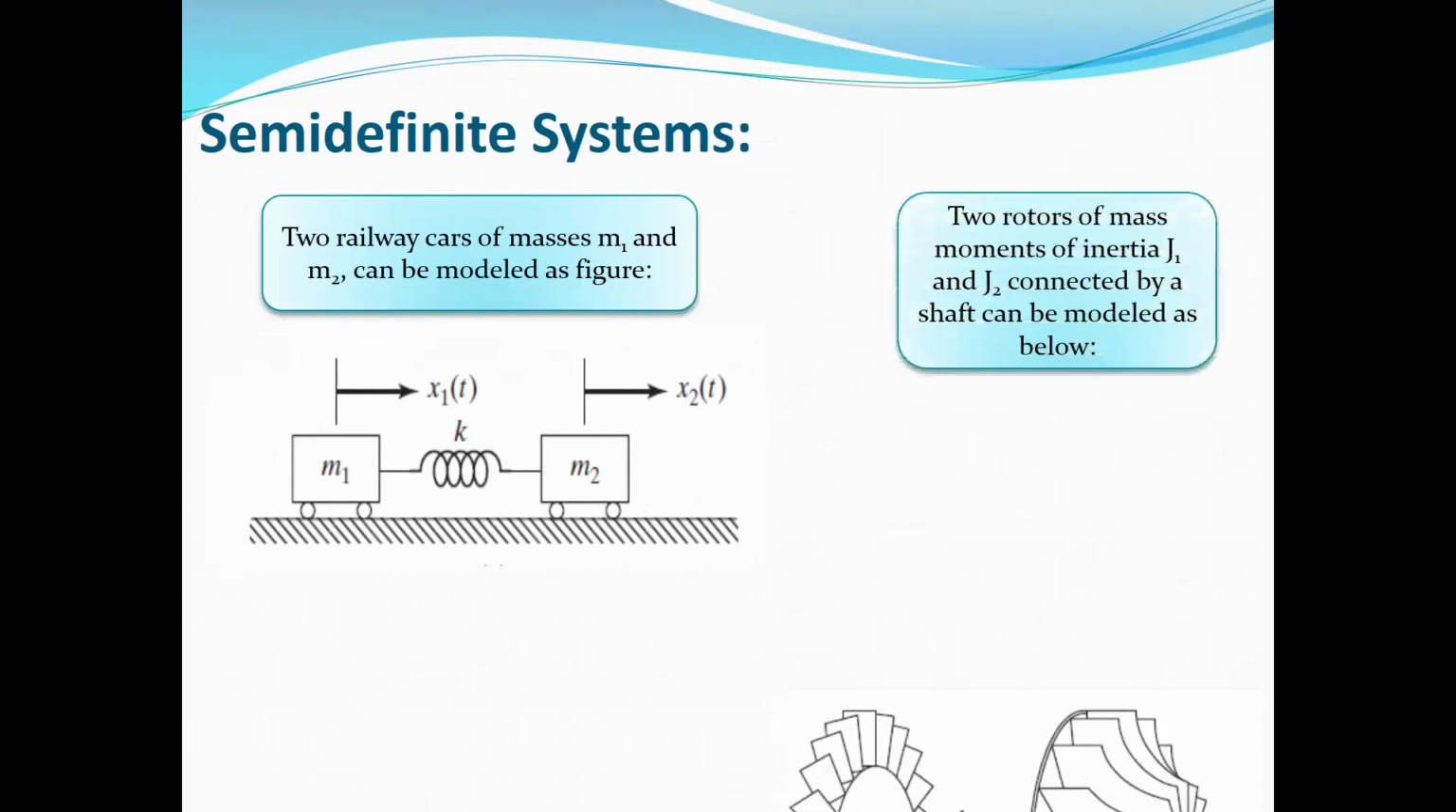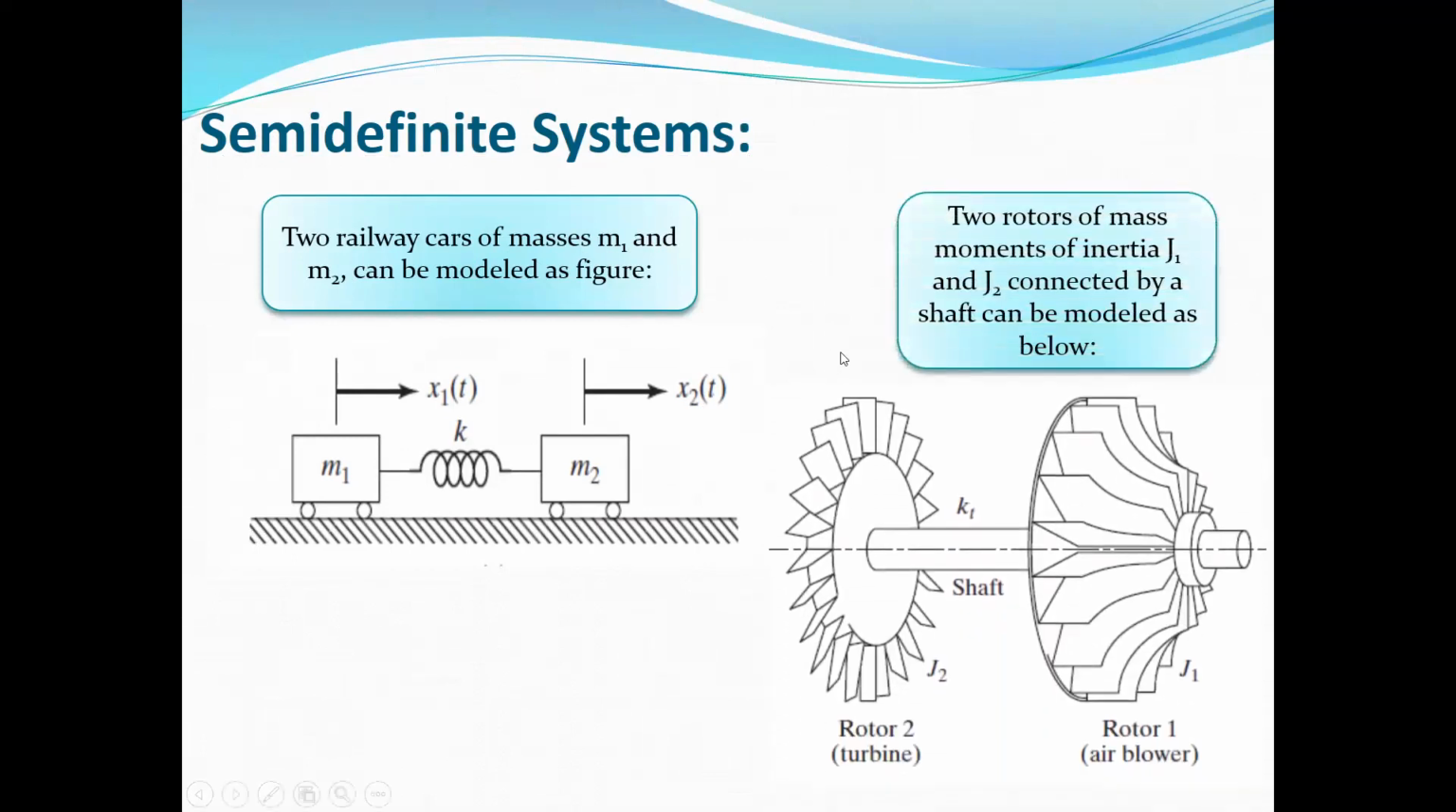Or another example, here we have two rotors of mass moments of inertia J1 and J2, as you can see, connected by a shaft. It can be modeled again as this system, similar to masses and one spring. Here, instead of two masses, we have two mass moments of inertia J1 and J2 with one equivalent spring KT, which is a rotational spring. They are connected to each other.